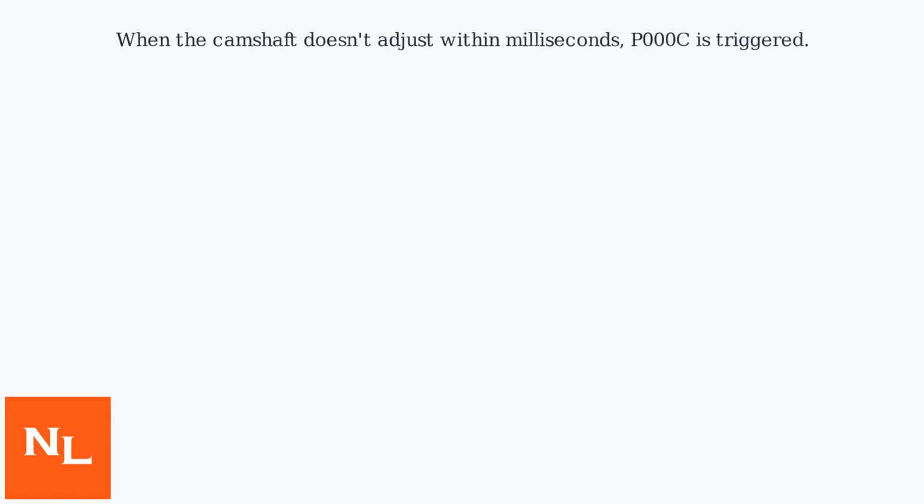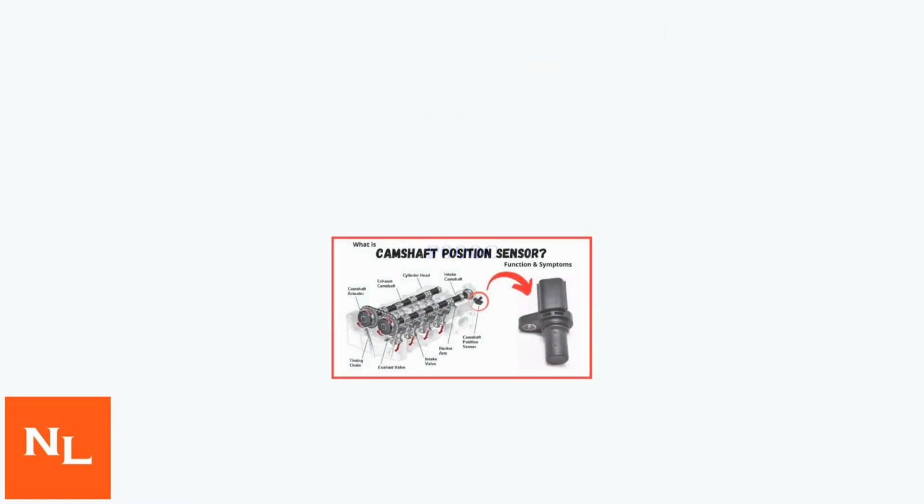When the camshaft doesn't adjust within the expected time frame of milliseconds, the camshaft position sensor detects the slow response and triggers the P000C diagnostic trouble code. Proper VVT function is crucial for engine efficiency and power delivery. Malfunctions can result in rough idling, stalling, and reduced performance, affecting fuel economy and drivability.